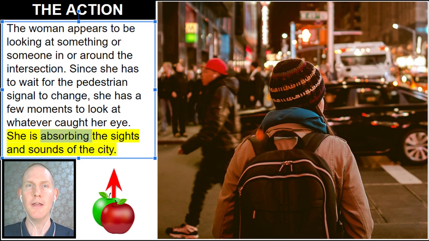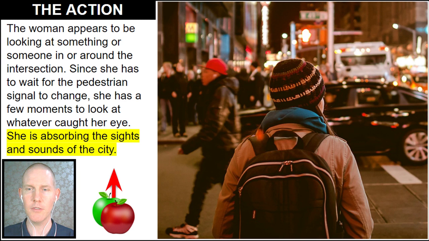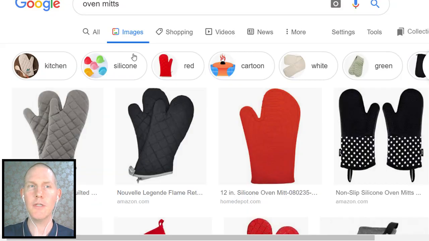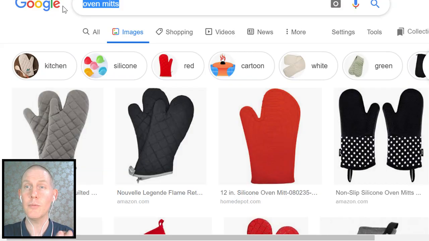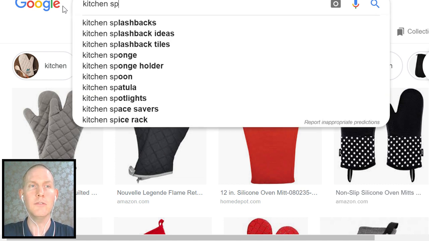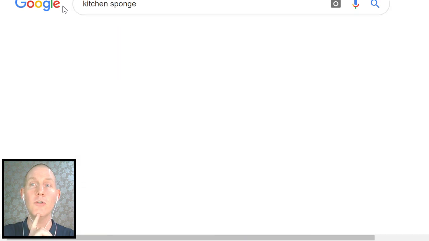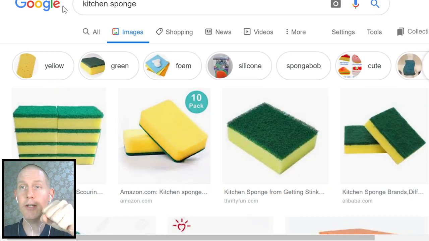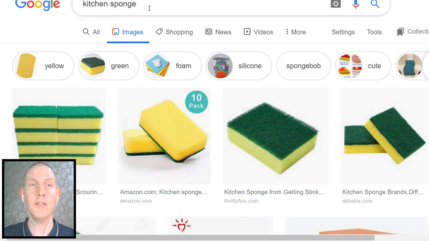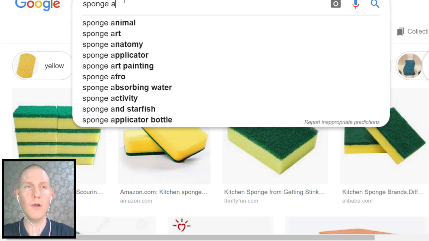Absorbing. Think of a sponge. Let's see if I can find a sponge. It's very common to talk about a sponge when we're talking about absorbing something. Maybe we'll say a kitchen sponge. You use it to wash things, but if you squeeze it in the water, it soaks up the water, right? So let's say we'll do sponge absorbing water.